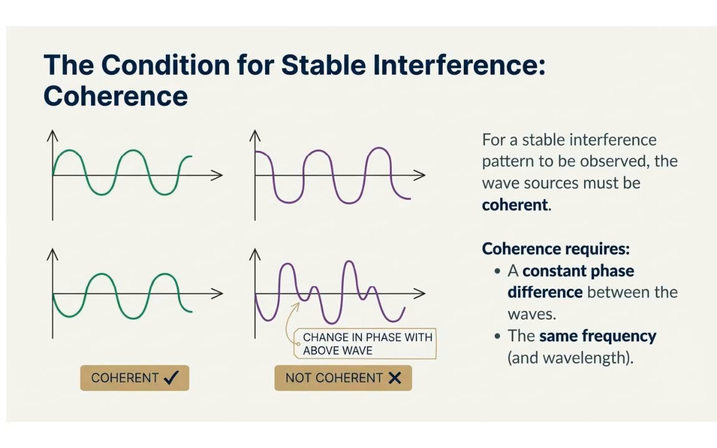To observe a stable interference pattern, the wave sources need to be coherent, which means they must maintain a constant phase difference and have the same frequency or wavelength. On the left, the diagrams show pairs of waves.